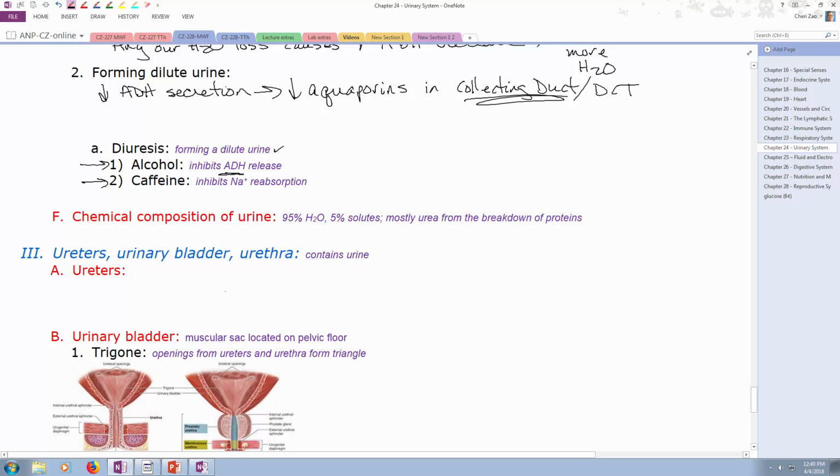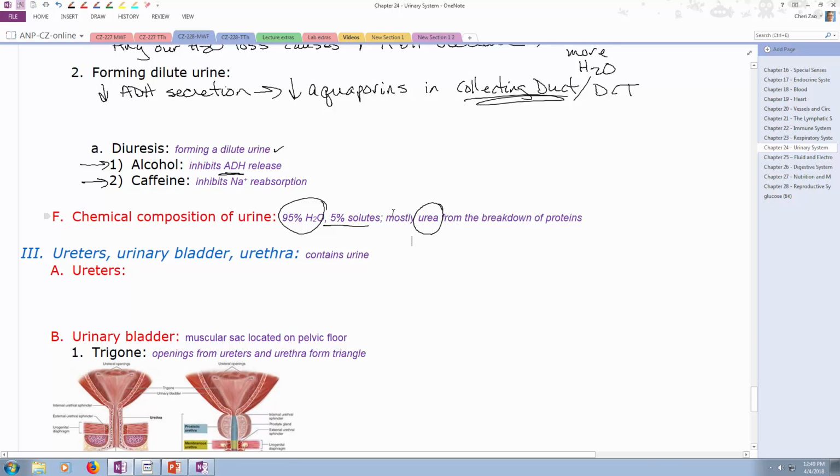Moving along at a great clip here. Chemical composition of urine. Well, most people know the bulk of it is actually water, and then about 5% or less even is solutes. And what's interesting, most of it is from urea, which is a product of the breakdown of proteins.